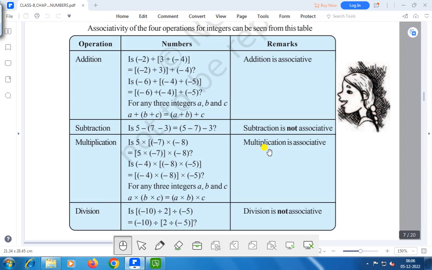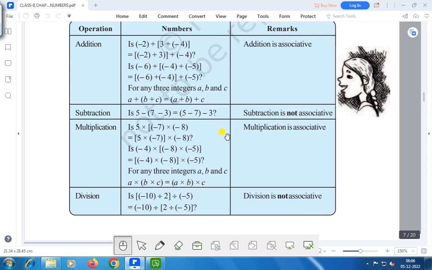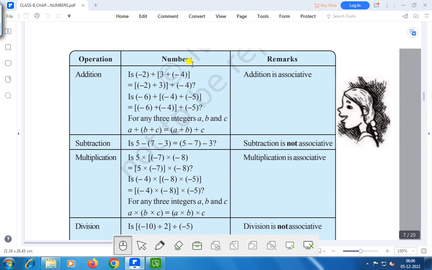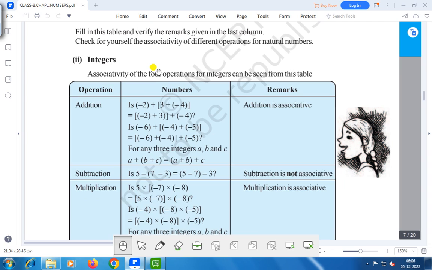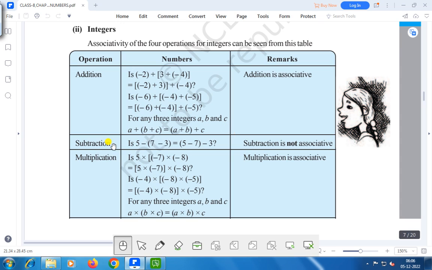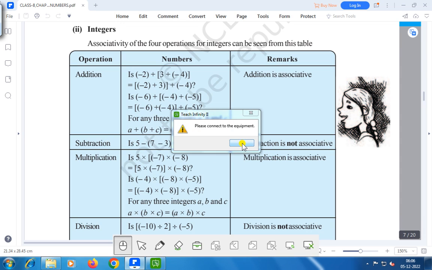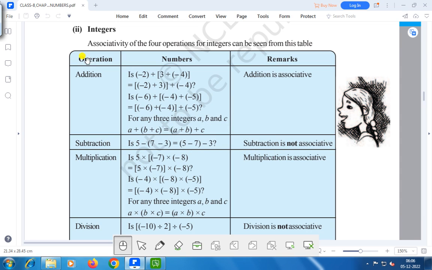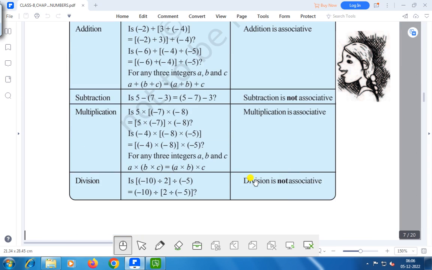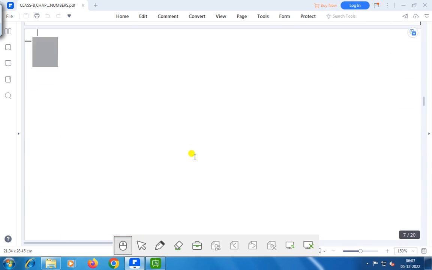For integers, this is associativity. That means in case of integers, addition is associative. Subtraction is not associative for integers, right? Multiplication is associative, but division is not associative. Division is not associative, right?